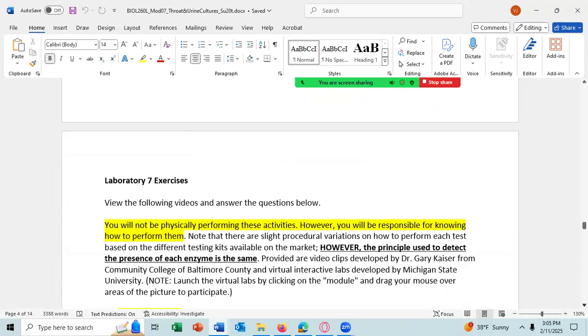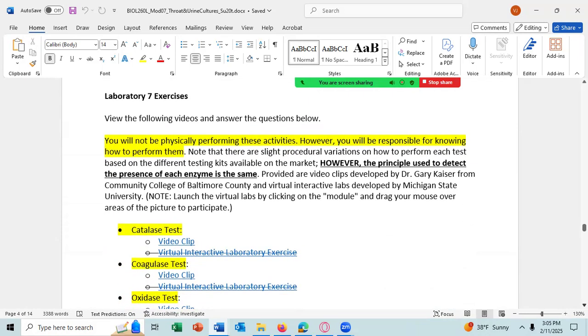All right, if not, know the terms of this chapter and realize we're not going to be doing this lab because everything we do will be online. However, you do need to know how to perform them. You will be held responsible for that.